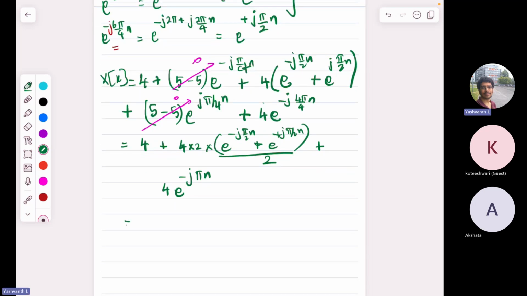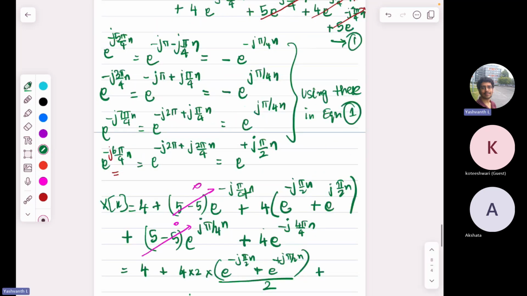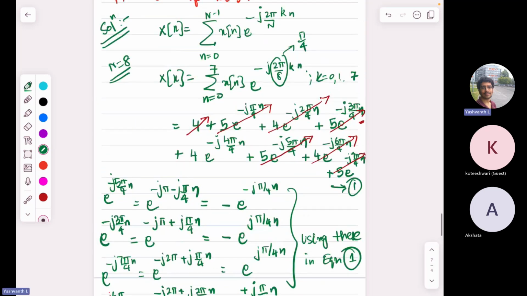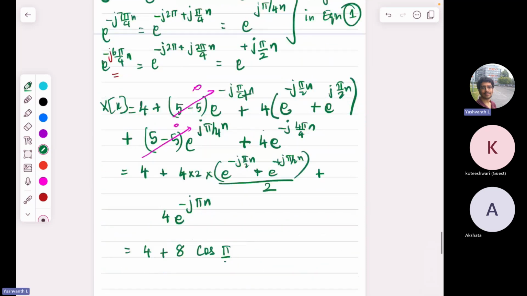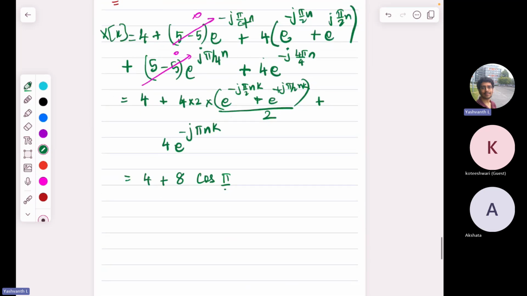So this is nothing but 4 plus 8 into cos pi by 2n. Where is k? I have missed k everywhere. There should be k everywhere. So cos pi by 2 n k plus 4 into e power minus j pi something, but that is minus 1, so it's minus 1 power n k. X of k is this.